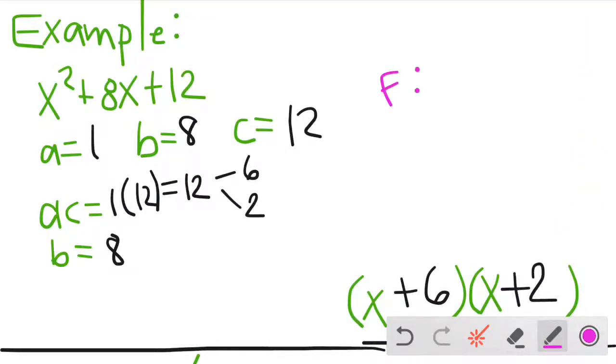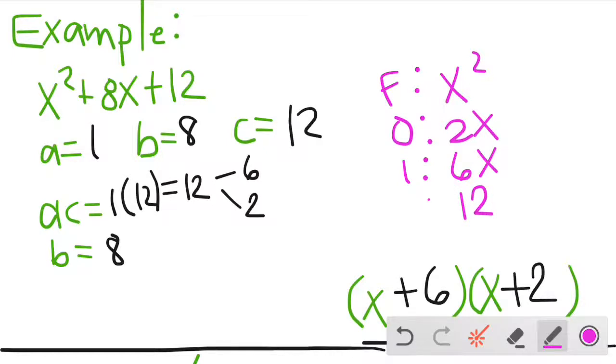I have the first term, the outer terms, the inner terms, and the last term. Let's combine like terms. This must result in positive 8x. And that's how you can check if you factored correctly. Let's go ahead and take a look at another example.